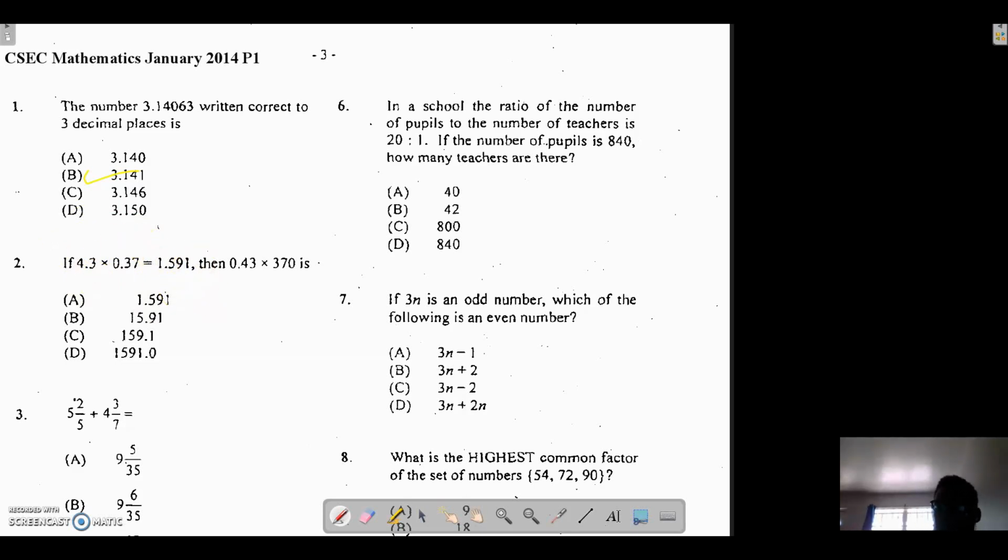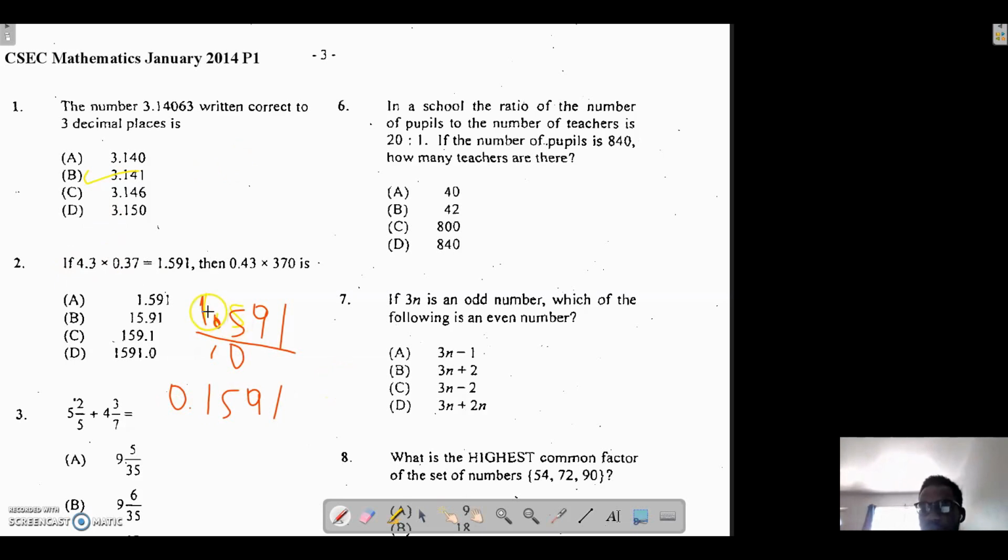So to work this out, we just need to observe what happens to the individual terms in the product. So we have the answer is 1.591. Now to get 0.43, you would have to divide 4.3 by 10. So I'm going to divide this by 10, which is going to give me 0.1591. To get 370, I would actually have to multiply 0.37 by 1,000, as you can see.